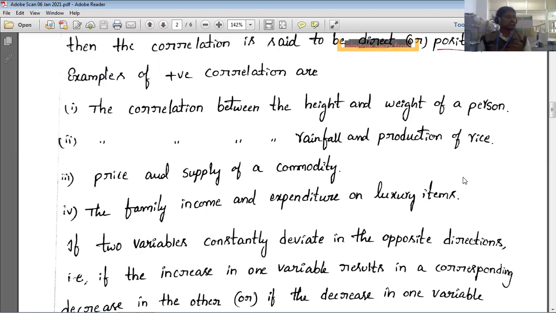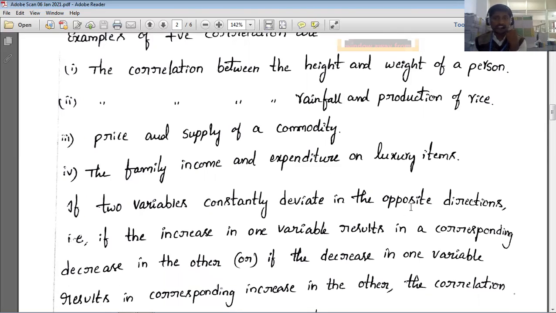The same examples can be used for negative correlation also. Why? Because income is decreasing but expenditure is increasing. So it is opposite. Price and supply also: price is increasing but supply is reducing. So those things we simply say are in the positive direction when they move together.